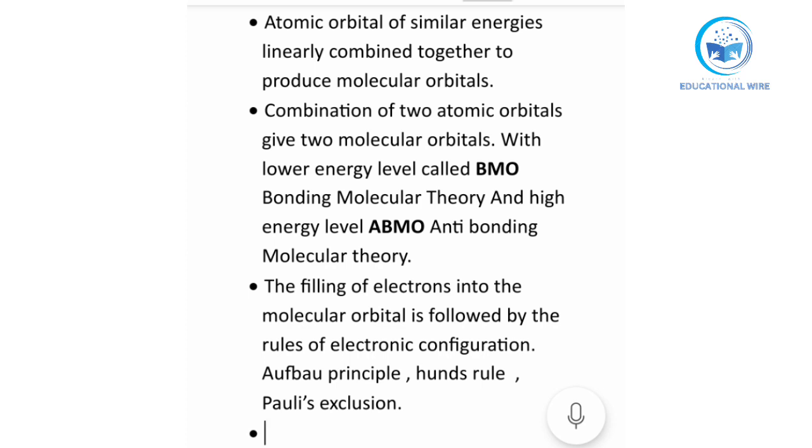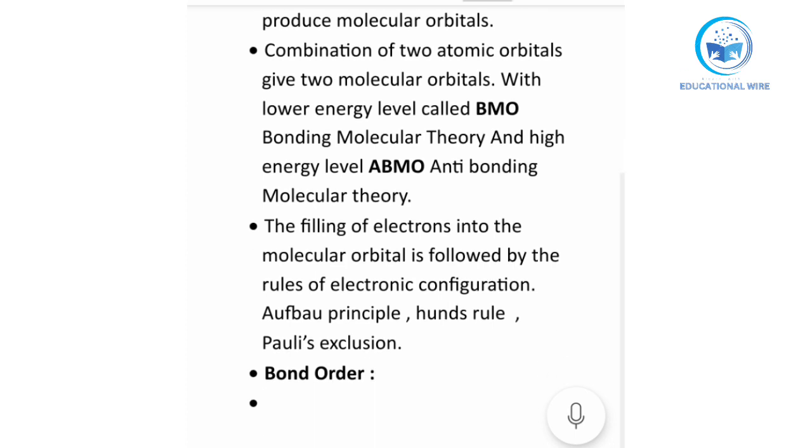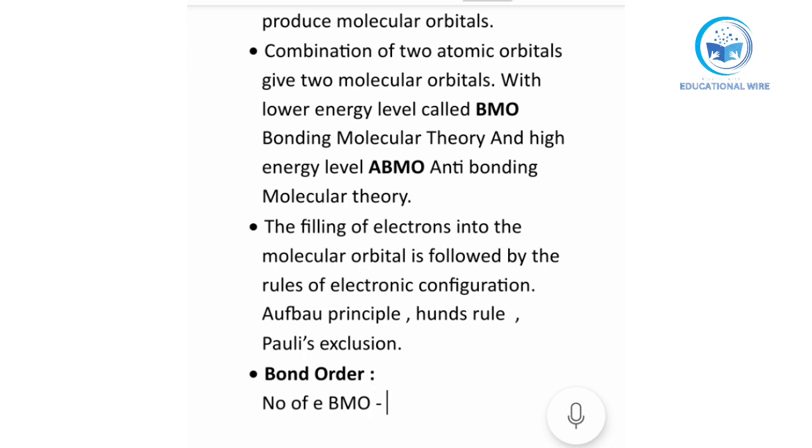Before that, we will know that the number of bonds formed by pairs of electrons is called bond order. Let me clarify the bond order definition. The formula of bond order is the number of electrons in the bonding molecular orbital, subtracted by the number of electrons in the anti-bonding molecular orbital, divided by 2.